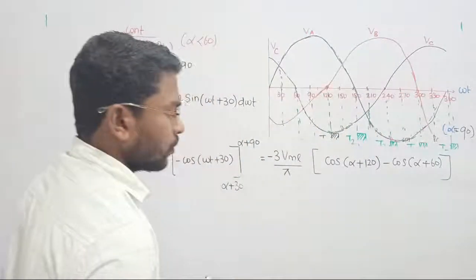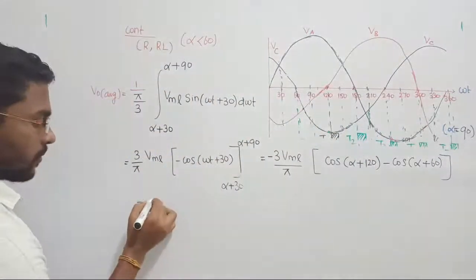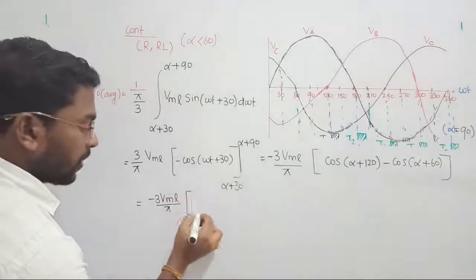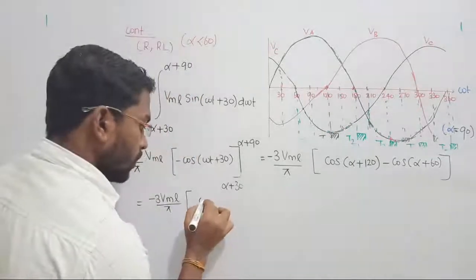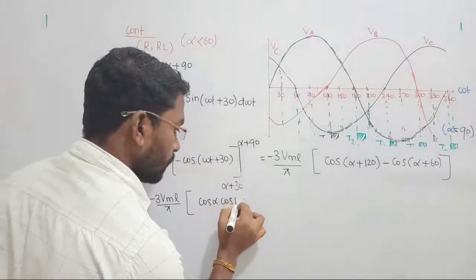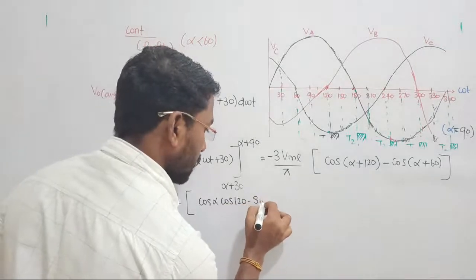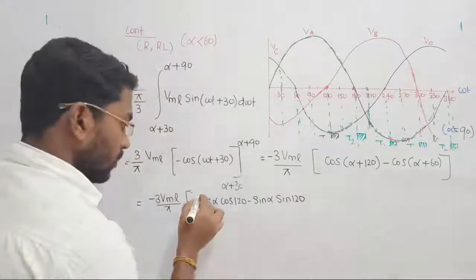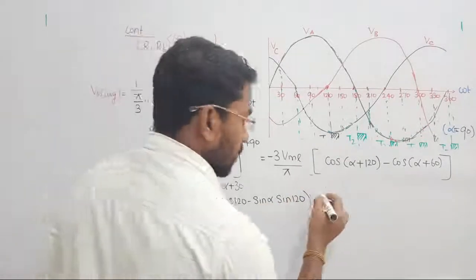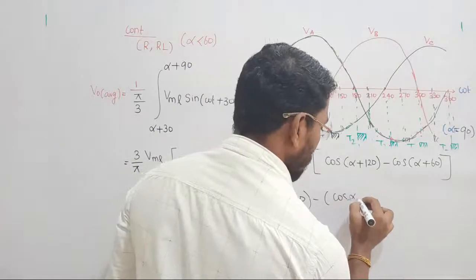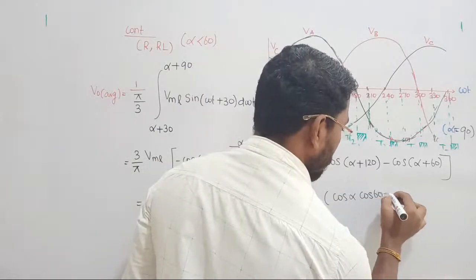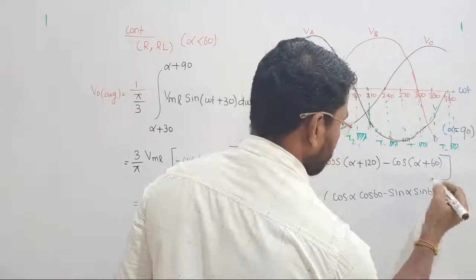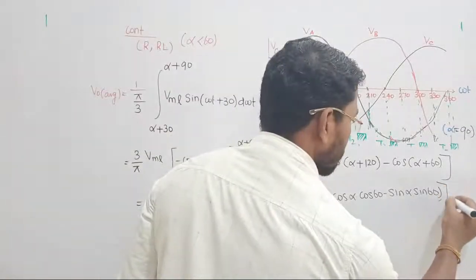Let us expand this value such that in the next step it becomes minus 3 times maximum line voltage by pi, in bracket cos of a plus b. What is the formula? Cos a cos b minus sin a sin b, it is over, right? Minus of cos of a plus b, once again cos a cos b minus sin a sin b. Okay, yes, let us go ahead.